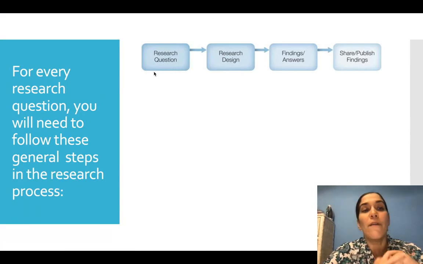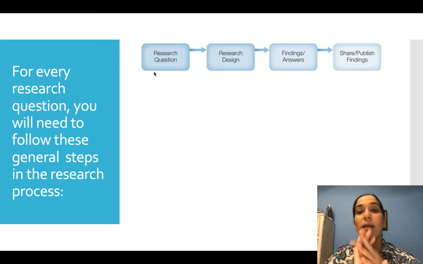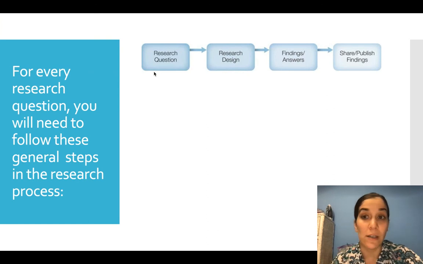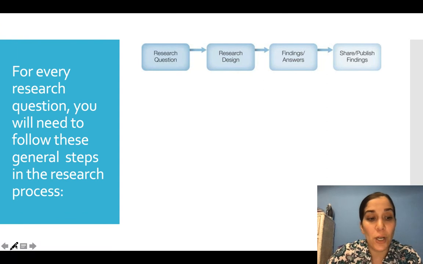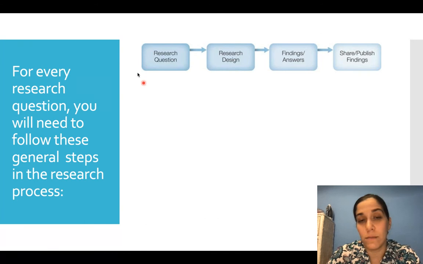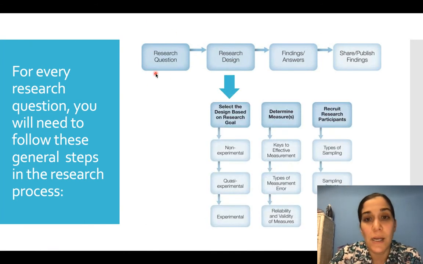For every research question, you will need to follow these general steps in the research process. We have the research question, the research design, then we find our answers using our statistics, we analyze them, and then we share the published findings. We're going to assume at this point that you understand how to form research questions, and we're going to spend pretty much the majority of the semester talking about research design.